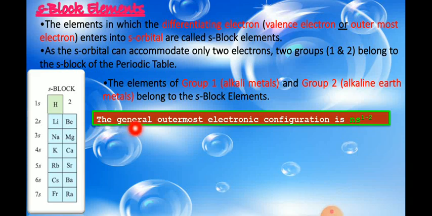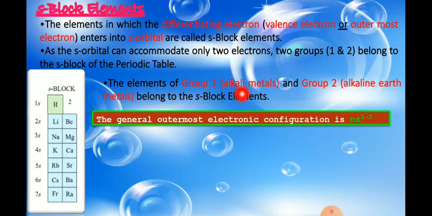The general outermost electronic configuration of S block elements is what? ns1 to 2, because in group number 1 it is ns1 and in group number 2 it is ns2. If you combine both, what can you write? ns1-2. Very important for 1 mark. Okay, they ask it in the exam. Okay, fine.